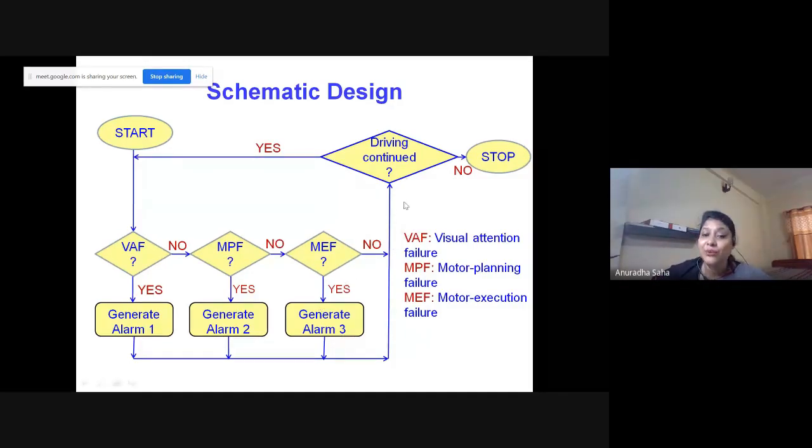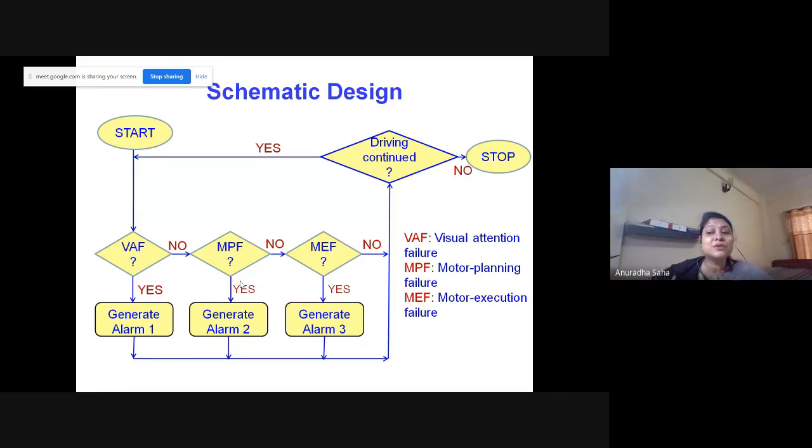If no, then we can continue the driving, and obviously if the driving needs to be continued, it comes back to the start position, and we can go through this loop. And if the driving doesn't need to be continued, then we should stop. But here a kind of cautionary statement arises. What is that? We are taking into consideration that if a driver is experiencing the visual alertness failure, then automatically we are not going to check the motor planning failure or motor execution failure.